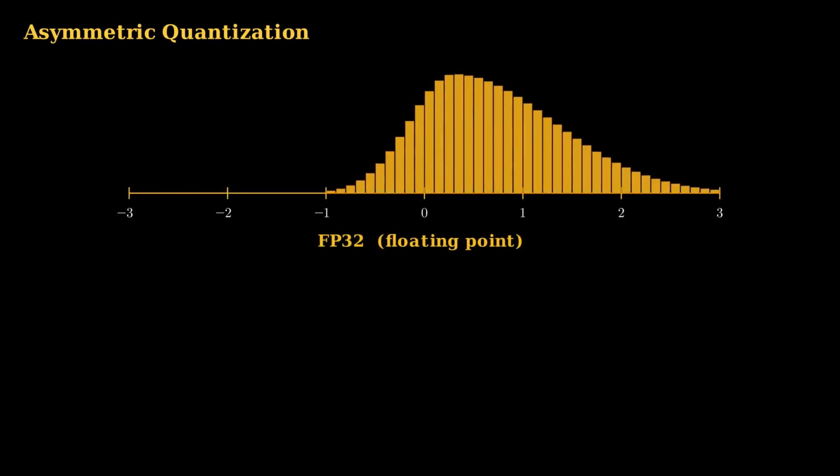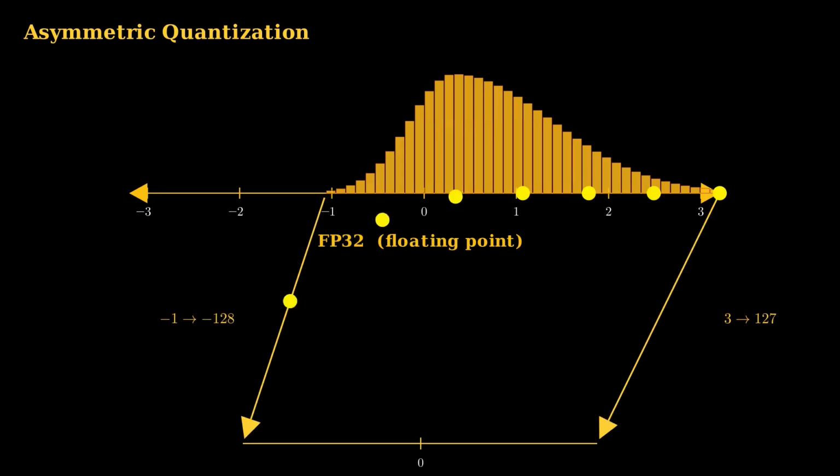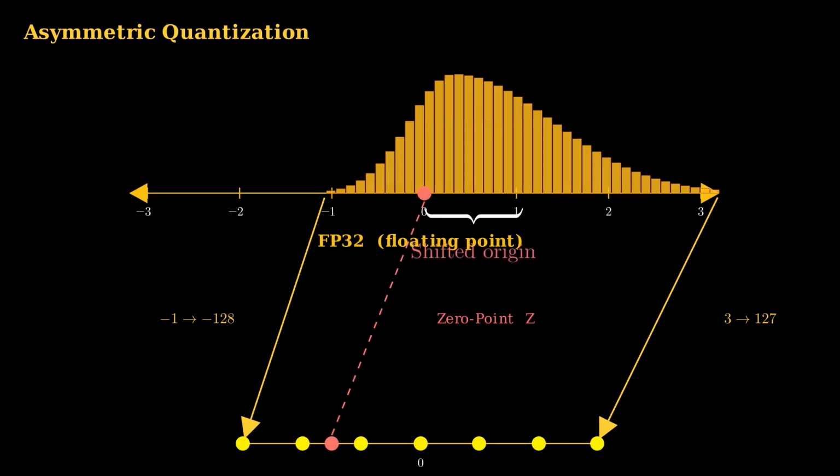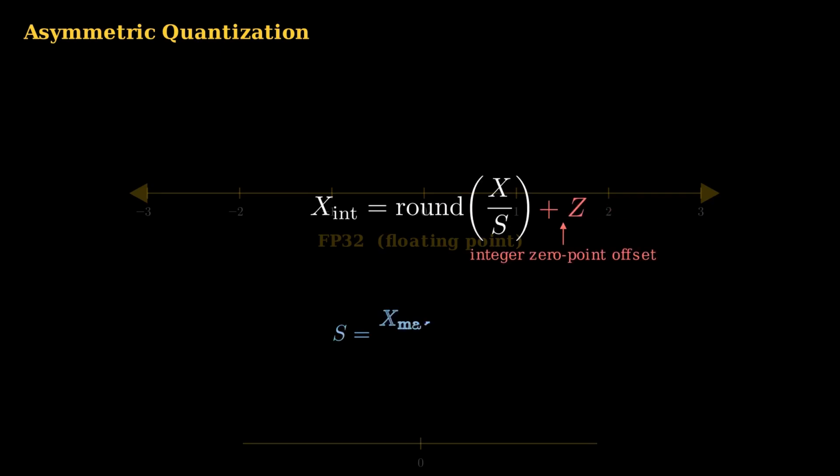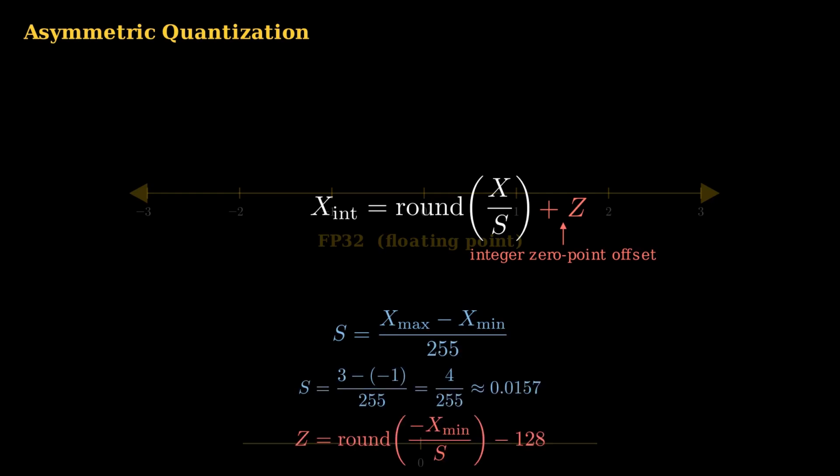To solve this, we use asymmetric quantization. Instead of forcing 0 to stay in the center, we shift the origin. We map the true minimum value to -128, and the true maximum to 127. To do this, we introduce an integer offset called a zero point. This extra variable ensures that real-world floating point 0 is still perfectly represented, allowing us to utilize every single bit of the int8 spectrum with maximum efficiency.